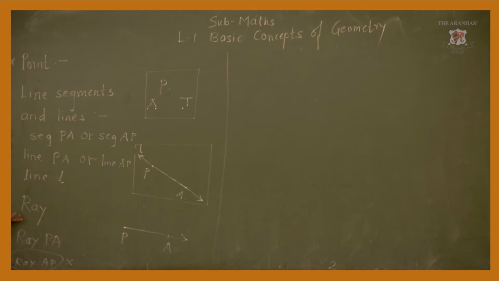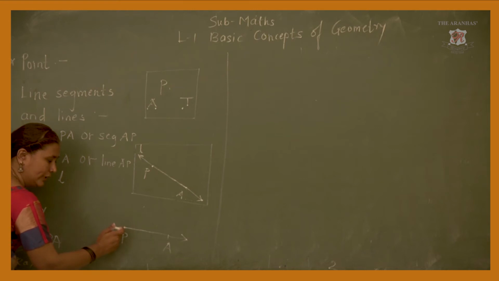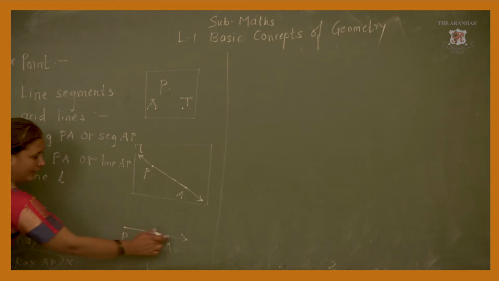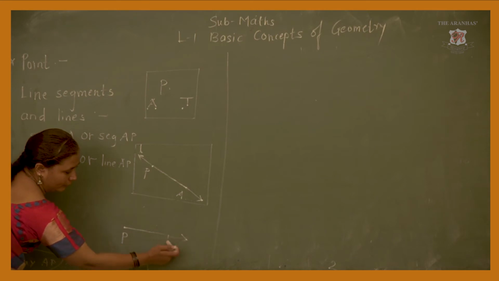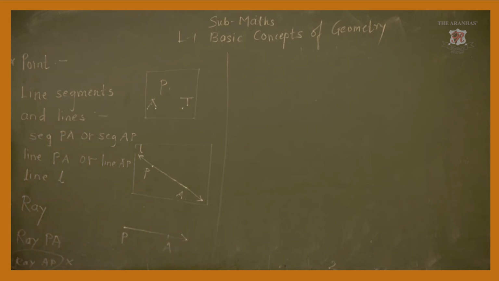Now, the next is the ray. For a line segment, we can read both ways, segment PA or segment AP. Here we can't do that for a ray. We have to start the name of the ray from the origin to the arrow. Now see here, P is the origin, and in front of the point A, the arrow is there. So we have to read it as ray PA.